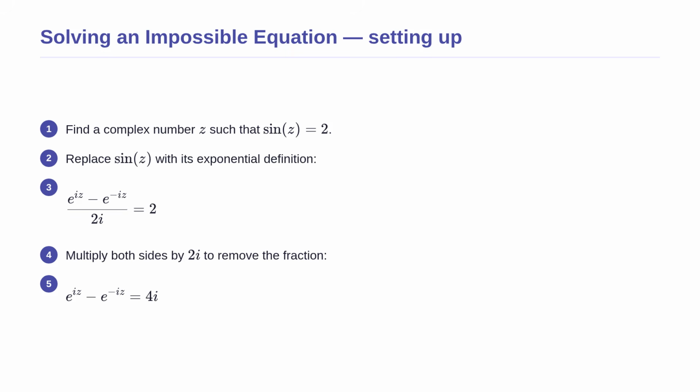Now that we have evaluated a function, let us try solving an equation that is impossible in the real world. Finding a complex number z such that sine of z equals 2. We are given the output and asked to find the input. We choose the exponential definition of complex sine because it turns trigonometry into algebra. We replace sine of z with its formula and set it equal to 2. To isolate z, our first algebraic step is to multiply both sides by 2i, which clears the fraction and gives us a cleaner equation to work with.